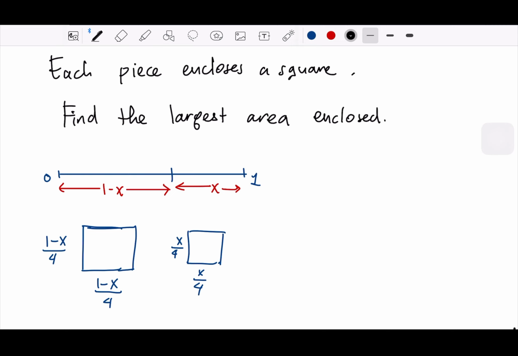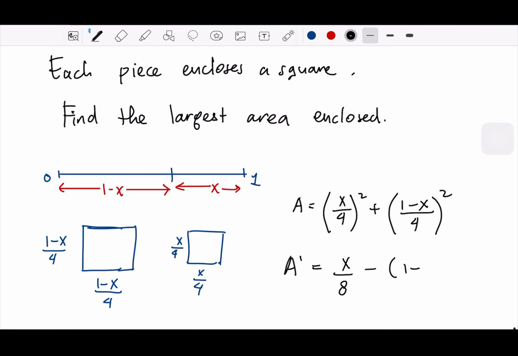If you follow through the question, you can take the formula for the area. You just add these 2 areas: x over 4 squared plus 1 minus x over 4 squared. We can easily derive this part. So this will be x over 8, minus 1 minus x over 8. Remember that we need to derive like 2x over 4 multiplied by 1 over 4.